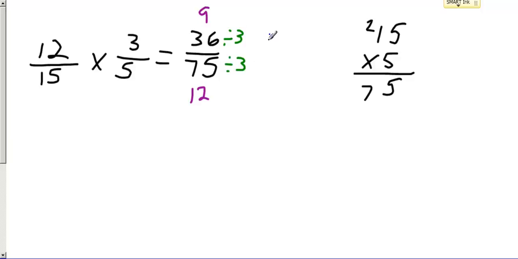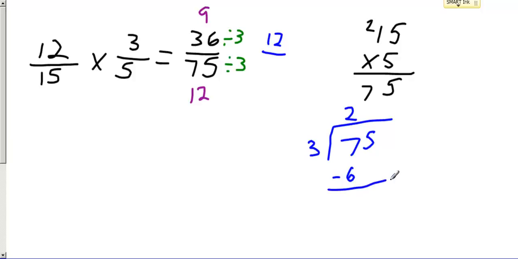36 divided by 3 is 12. 75 divided by 3 is, geez, I don't know that one either. Move over here. 75 divided by 3. 3 goes into 7 twice. 2 times 3 is 6. 7 minus 6 is 1. Bring down my 5. 3 goes into 15 5 times. 5 times 3 is 15. 15 minus 15 is 0. So my answer is 25. 12/25. Yes! Can it be reduced even more?